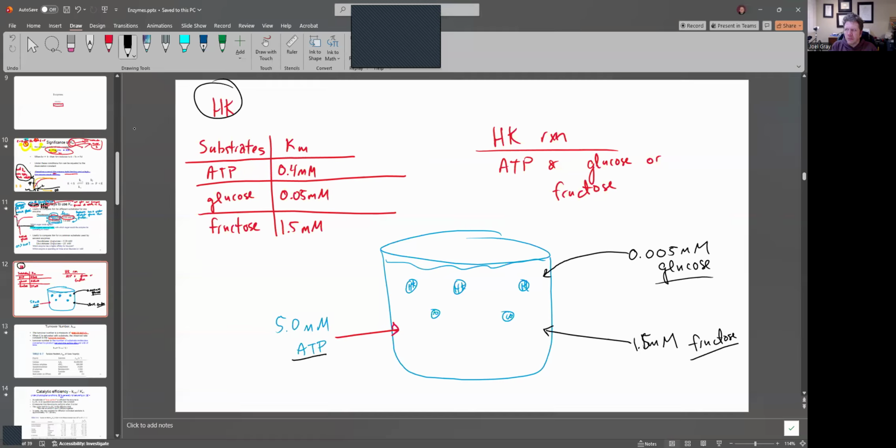Now, I'm going to personify this enzyme a little bit, but if our enzyme is like Lightning McQueen from Cars 1, 2, or 3, it says, I want to go fast.